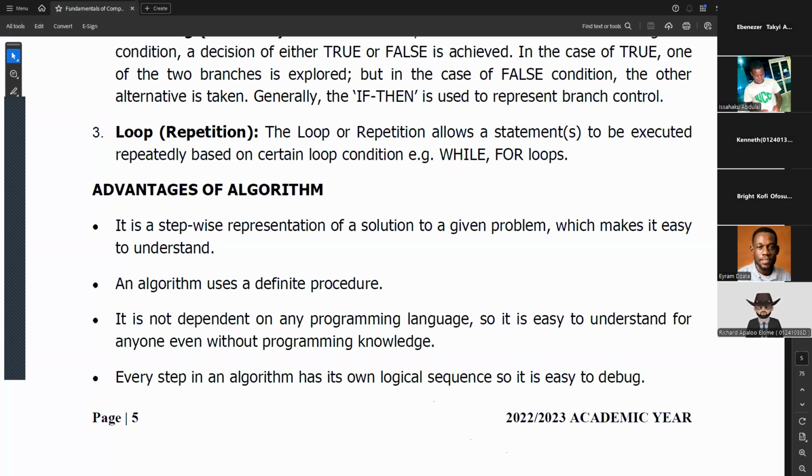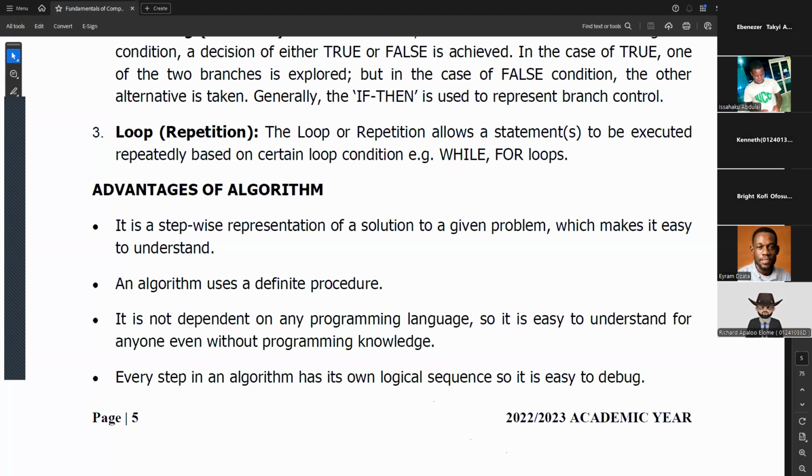Like I said, computer science is different from IT. The IT people, yes, they'll write programs and do all that. But as a computer scientist, the main thing you need to know has to do with computation. How are these computations carried out? And with the algorithm, given a problem, you are supposed to break that problem down into steps.